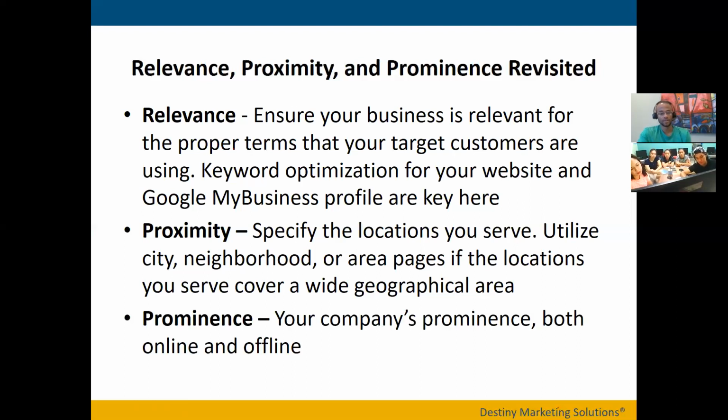And then finally, prominence. So your company's prominence both online and offline. To give you guys an example, let's have a volunteer. So let's go with Jonah. Jonah, what's one of your favorite types of food to eat? Pasta. Great. I love pasta too. So let's say, Jonah, you're a really good pasta chef. Out of all of your family, all of your friends, you're the best at cooking pasta. And let's say you decided to start a restaurant where you focus only on pasta.